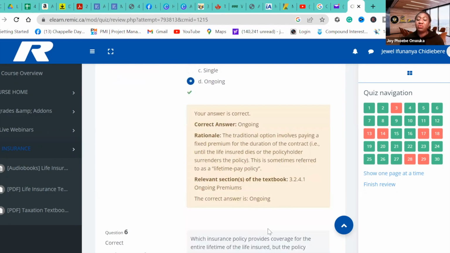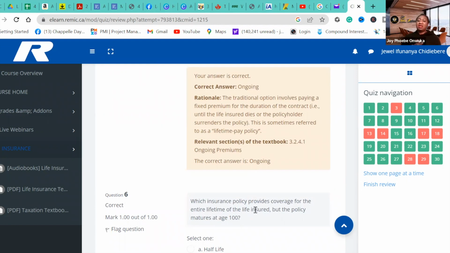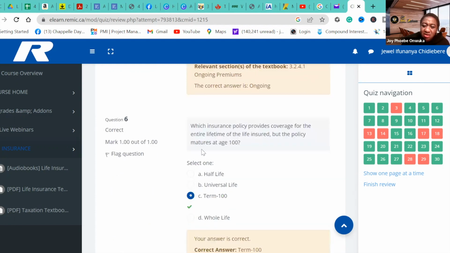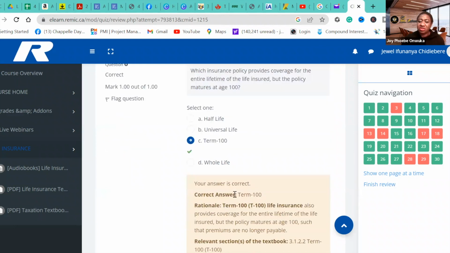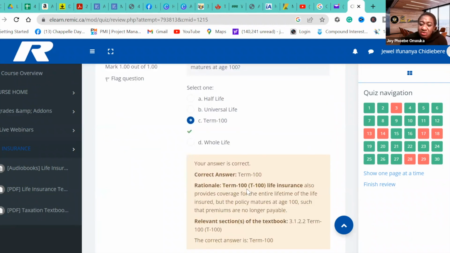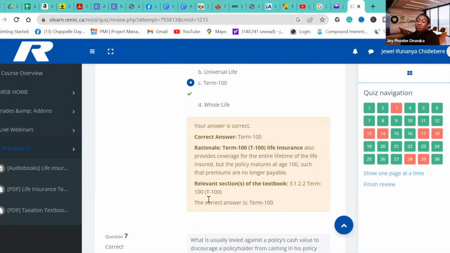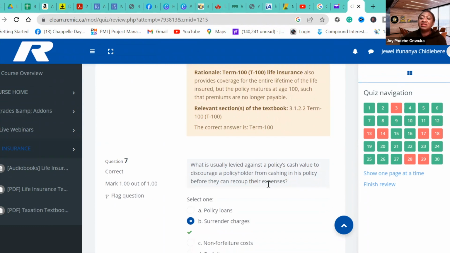All right. So even the ones we got right, I'm still reviewing them in case you don't understand the principles. Question 6 says, which insurance policy provides coverage for the entire lifetime of the life insured, but the policy matures at age 100? T100, most popularly known as T100 life insurance, also provides coverage for the entire life of the life insured, but the policy matures at age 100, such that premiums are no longer payable. After age 100, no premium is payable, but coverage is there for life.